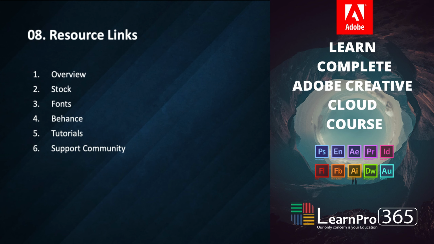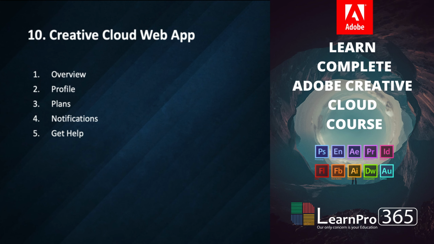In section 8, we went over resource links. So we went over an overview of all the things we were going to learn, and then we talked about Adobe Stock, fonts, Behance, tutorials, and support community. In section 9, we talked about preferences. So we talked about general, apps, syncing, notifications, and services. In section 10, we talked about the Creative Cloud web app. So we covered the overview, and we talked about profile, plans, notifications, and get help.